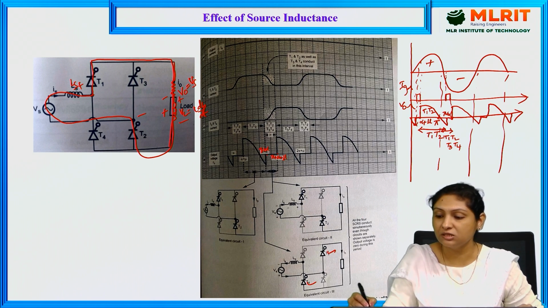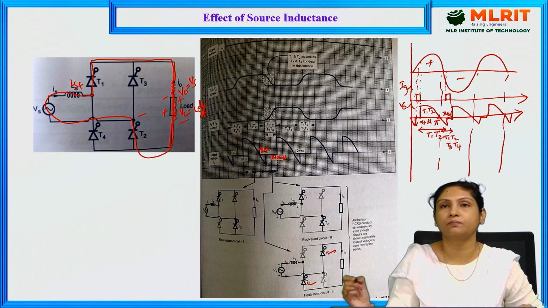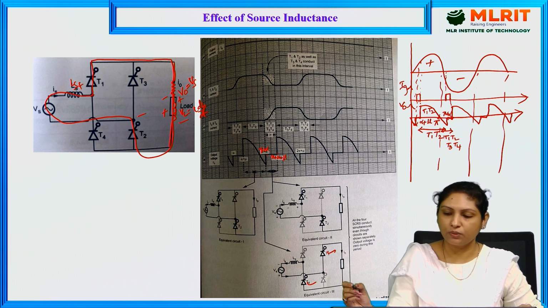We call this period the overlap period, or overlapping period. That is from the instant pi plus alpha to pi plus alpha plus mu.